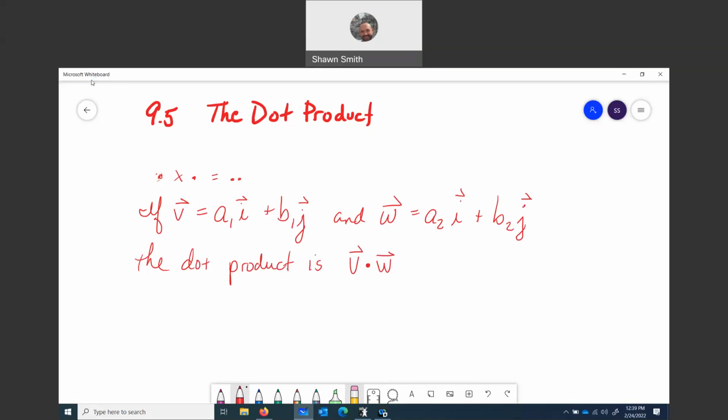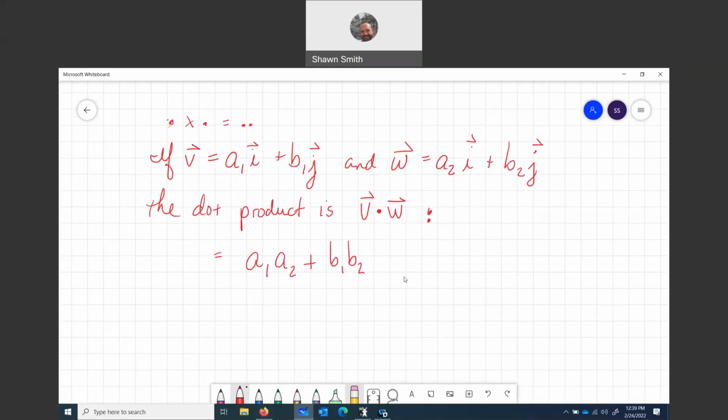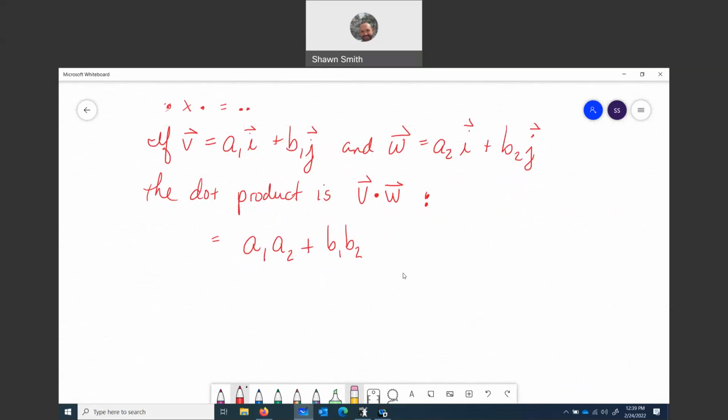You're gonna do a1 times a2 plus b1 times b2. So just multiply the a components and add them to the product of the b components. And this is going to give us a scalar numerical value.